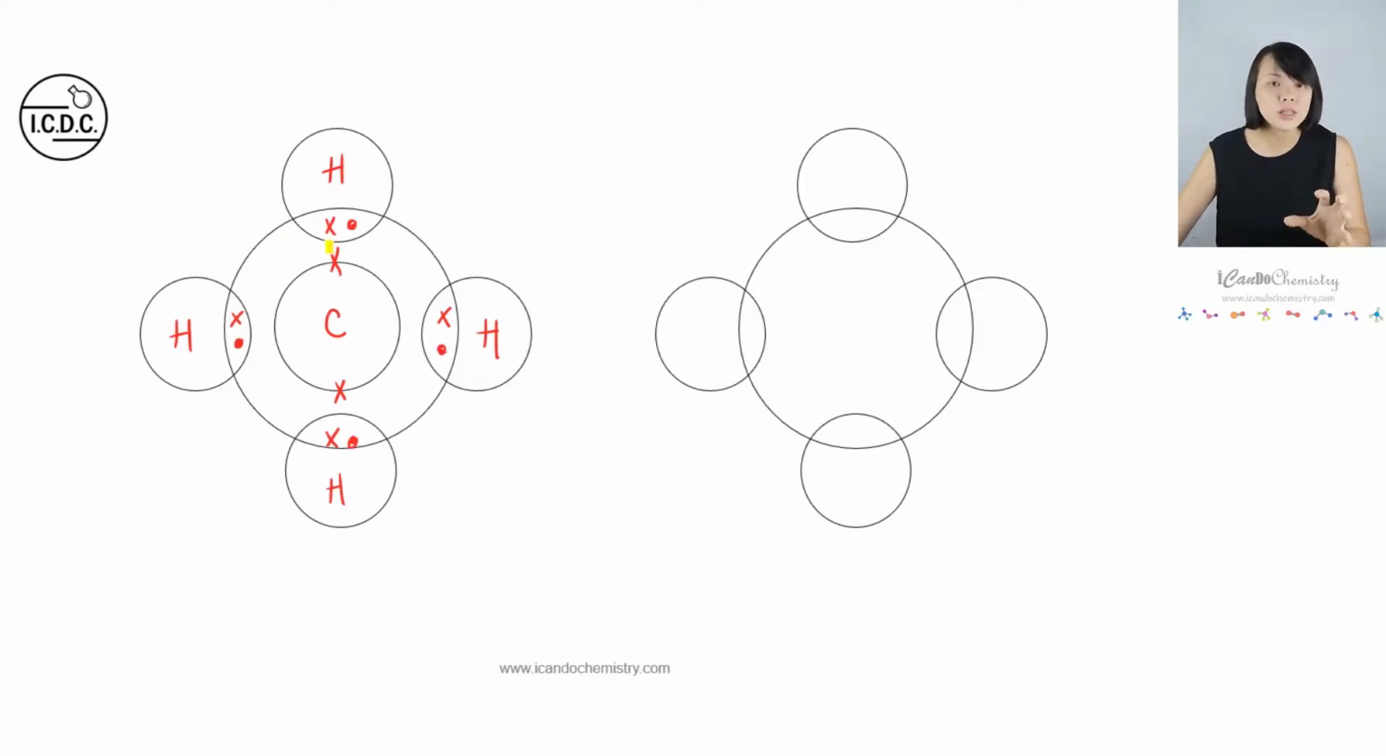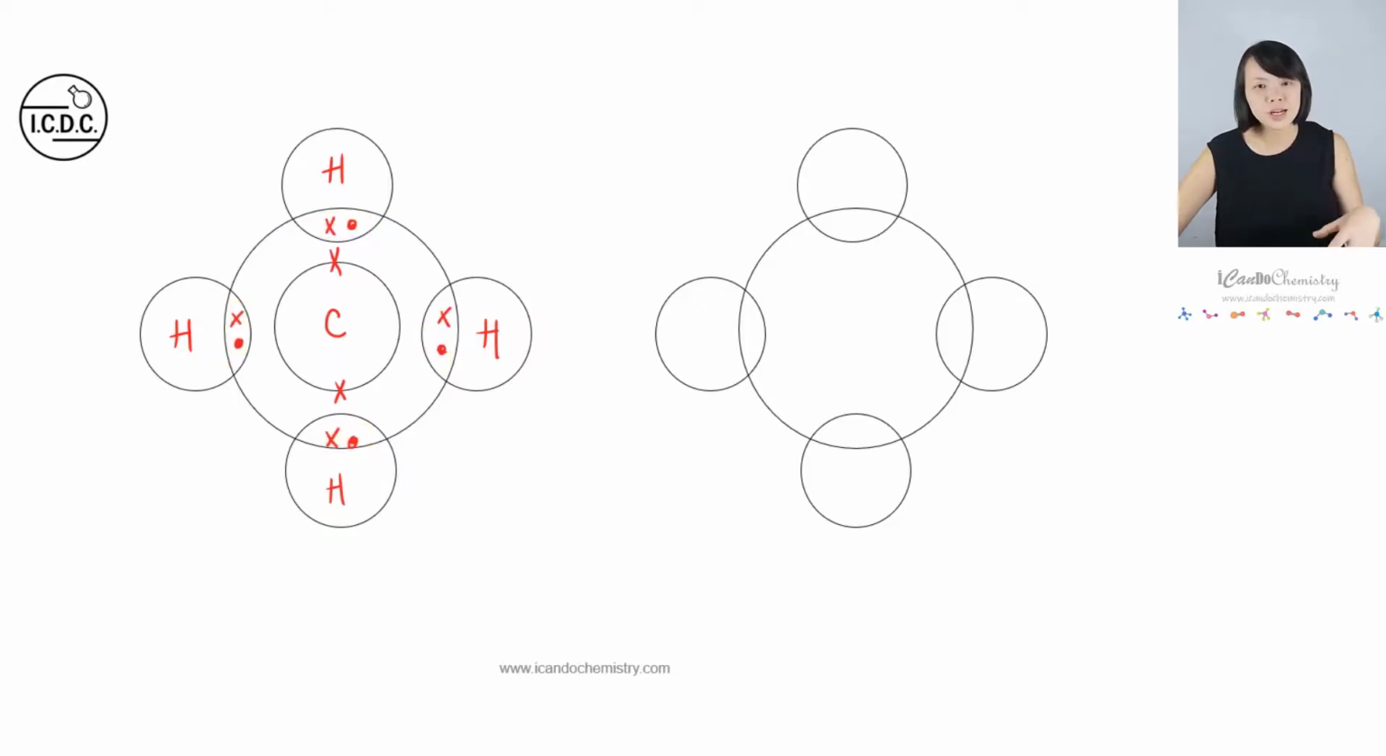So now, if we focus on carbon, has the carbon attained the noble gas electronic configuration? Let's count now. We have 2 electrons, 4, 6, 8. The second electron shell, which is the outermost electron shell, has 8 electrons, so it has attained the noble gas electronic configuration. For hydrogen, each of them has 2 electrons in the outermost shell after sharing. So each of them has attained the electronic configuration that they want. So this is the correct dot and cross diagram that you should draw.